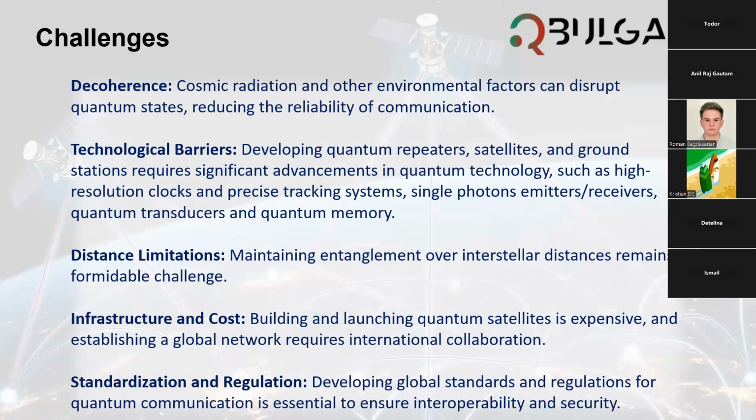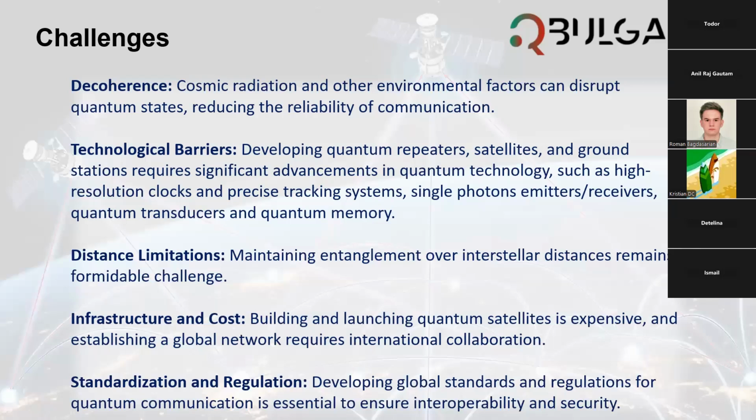For example, quantum computers use superconducting points as qubits. Communication uses the photons. So the quantum transducer is a device that can transfer the quantum information from a superconducting point, or quantum dot, to photon polarization, for example. The other is distance limitations, because maintaining entanglement over interstellar distances remains really challenging.